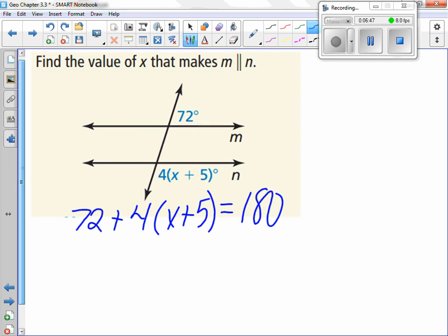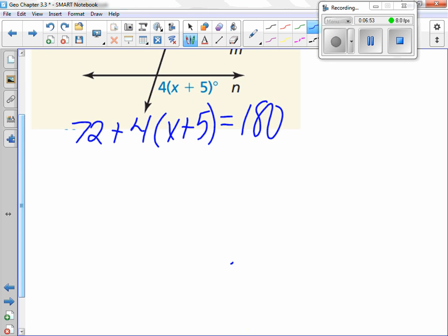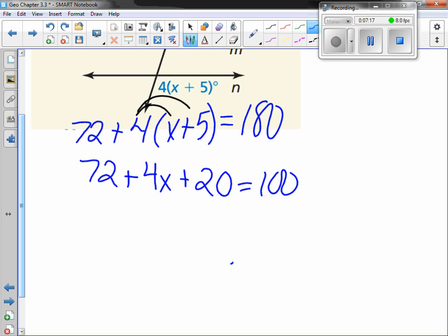So looking at this here, the first thing we can do is what? First thing we need to do. We need to distribute. Because we have a number being multiplied by a set of parentheses, we need to distribute first. Well, that won't affect the 72. But 4 times x will give us 4x, and 4 times 5 would be plus 20, is equal to 180, yes. I do not know why I wrote 100. It should be 180. I think I'm getting ahead of myself.